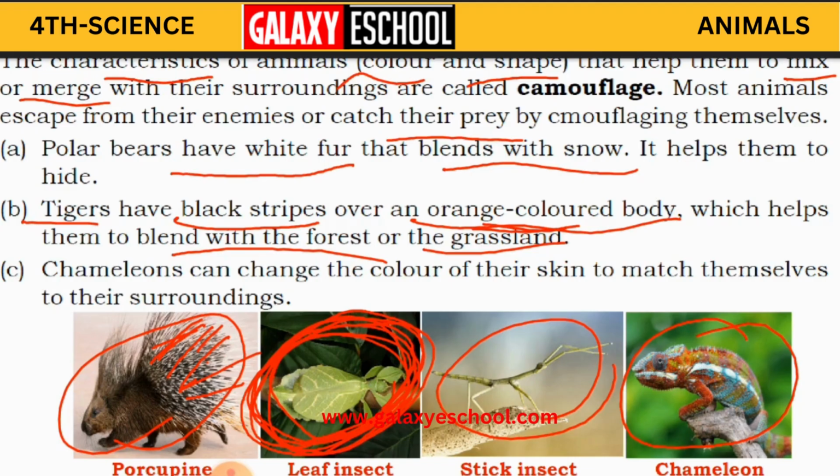Okay, children. Now, chameleons can change the color of their skin to match themselves to their surroundings. This is a chameleon. Have you seen, children, here? Right now in this picture you can observe some yellow, red, blue and all these colors on the skin. But sometimes what happens? It totally turns green. So when it is on the plant, it can also turn a green color. So it can change its colors according to the surroundings, so that it can escape from the enemies. Clear, children?